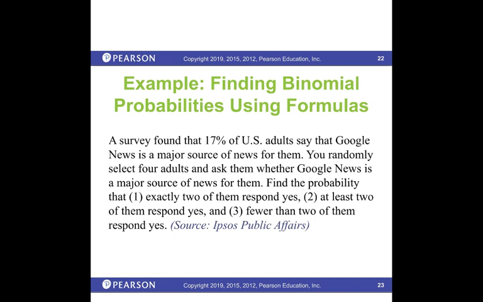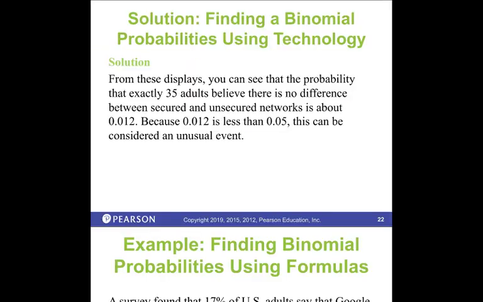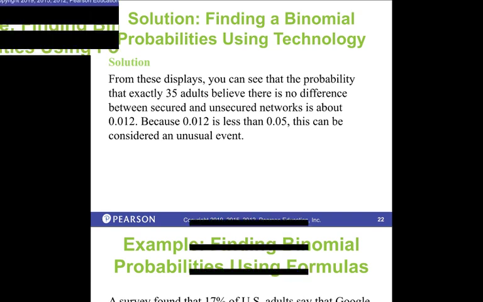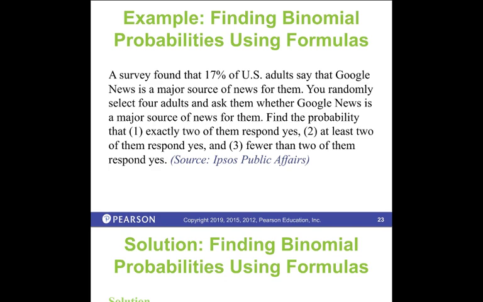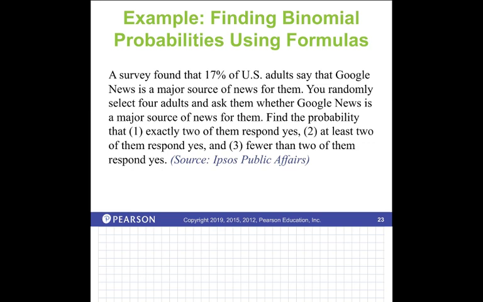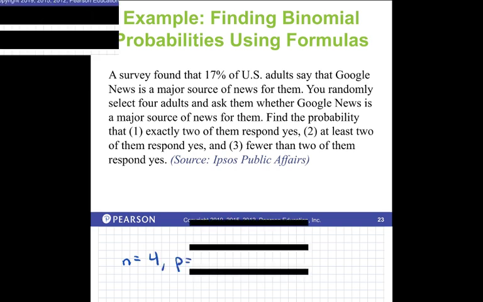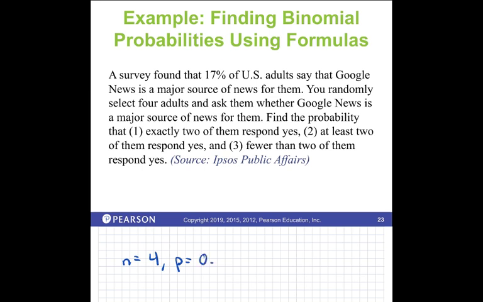Let's do the entire PDF like we did a moment ago earlier. Let's add a page here. Okay. Let's start by doing the PDF, probability distribution function. So if this is a binomial, what's our n going to be? How many trials are we doing? We're going to select 4 adults, so our n would be 4. What's the probability of success? The survey says that Google is a major source. So probability of success is 17%. That means the probability of failure is 83%. And then the random variable x can take on the form 0 through 4. We could have 0 people say yes, or 1, or 2, or 3, or 4.